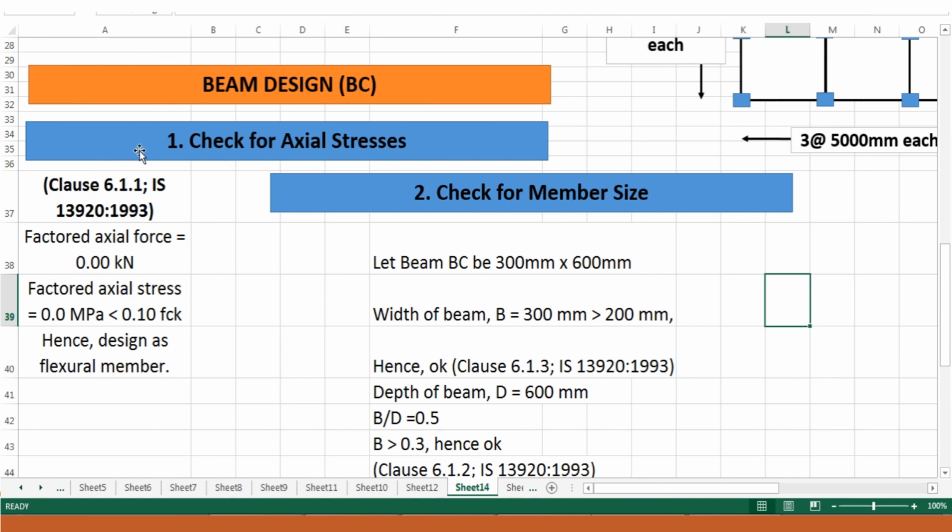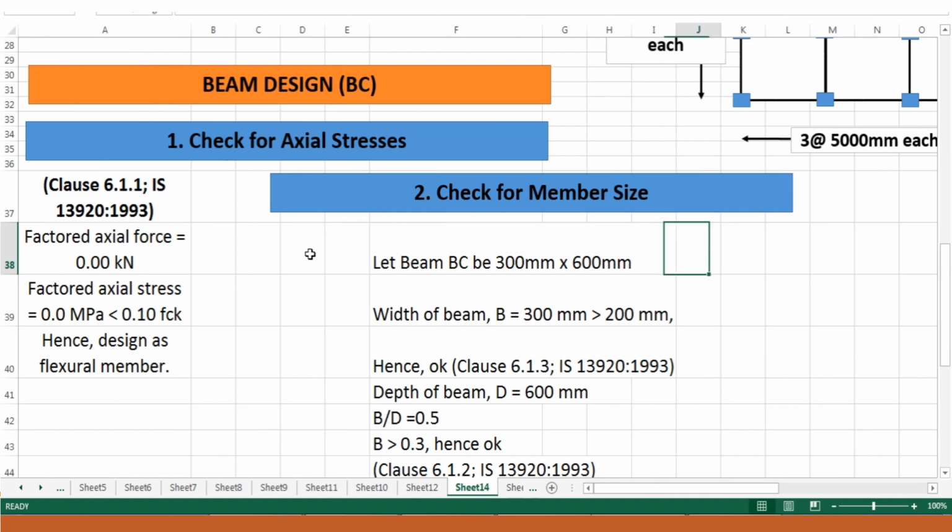The first thing is the check for axial stresses. No axial stress was considered to be acting here on this beam. Thereby the factored axial stress was 0, and as per clause 6.1.1 of IS 13920, it should be less than 0.1 fck. Hence we had to design this member as a flexural member.